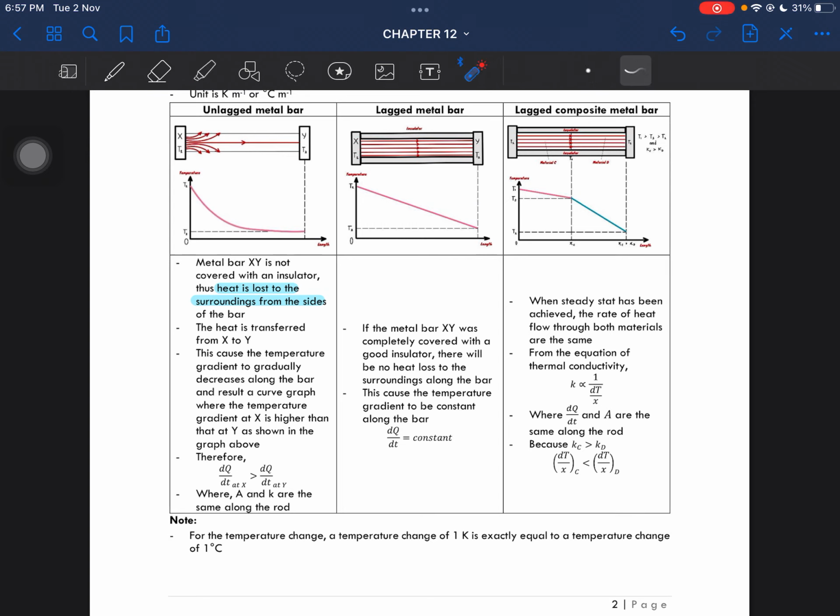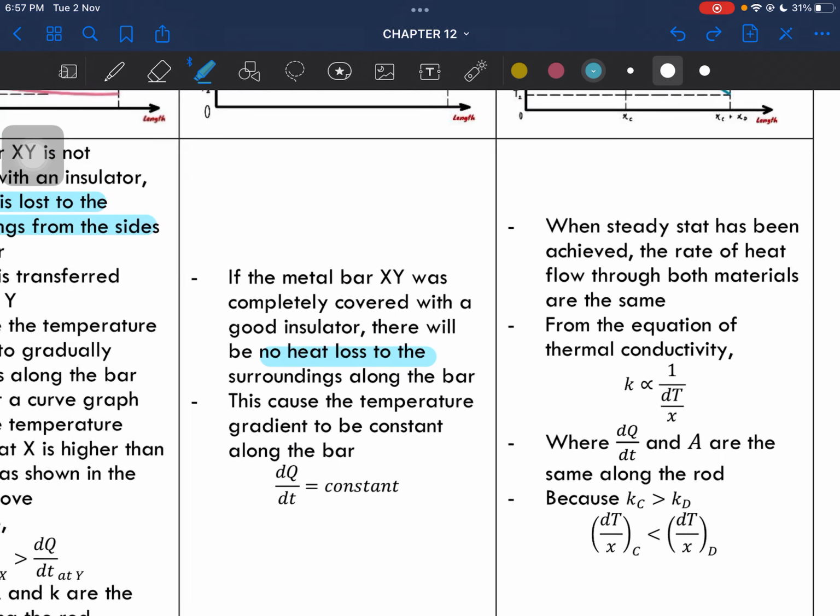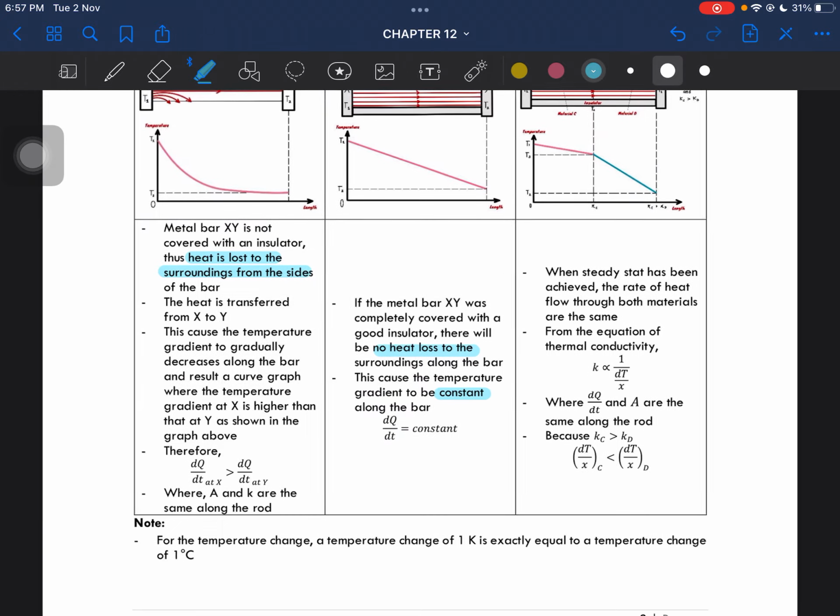Okay, so it can be written as shown here, where the area and the thermal conductivity are the same along the rod. Okay, now the metal bar. So this metal bar XY is completely covered with a good insulator, meaning that no heat will be lost to the surroundings, causing the temperature gradient to be constant. Ideally, it will be constant. Okay, but in reality, we can't actually get this type of situation.